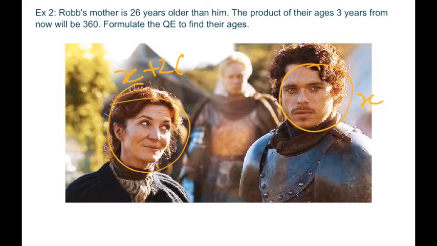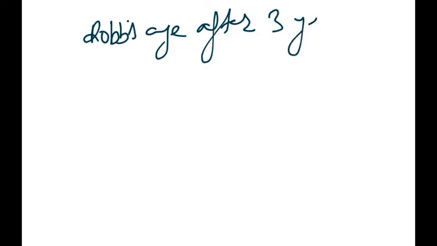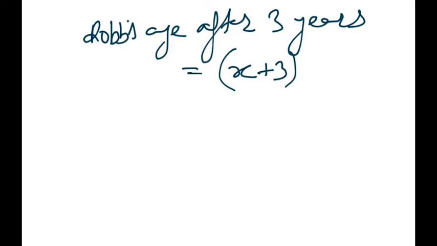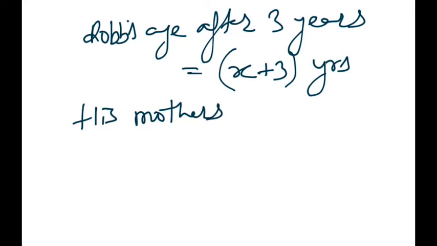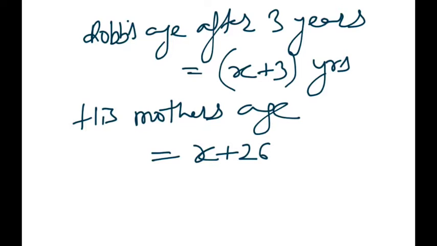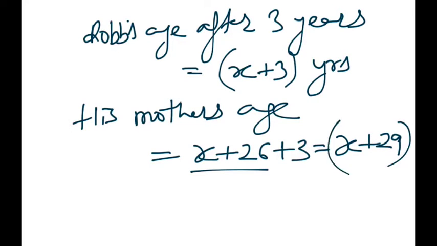Okay, let's use the next condition. Rob's age after 3 years will be 3 plus x years, and after 3 years his mother's age will be x plus 26, which is the current age, plus 3, equals x plus 29 years.